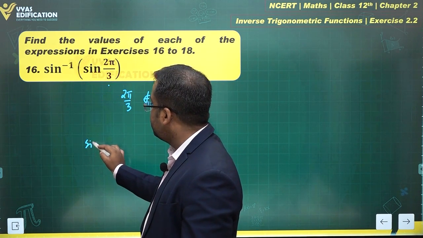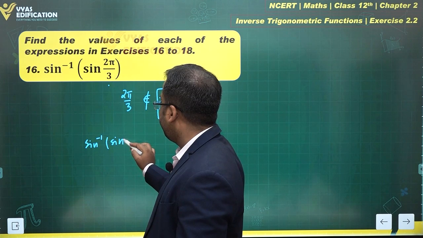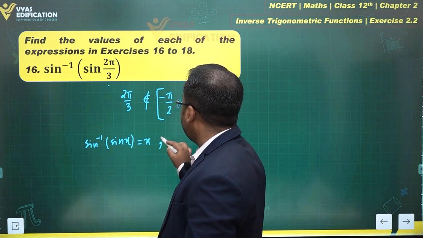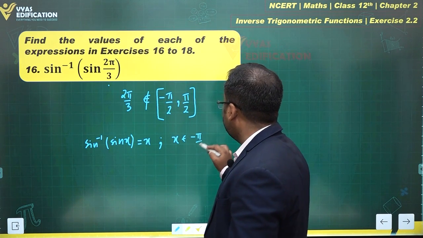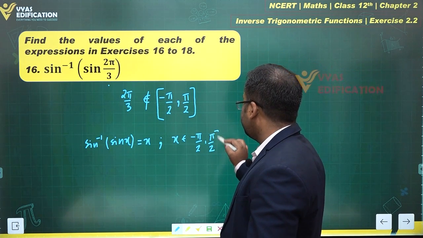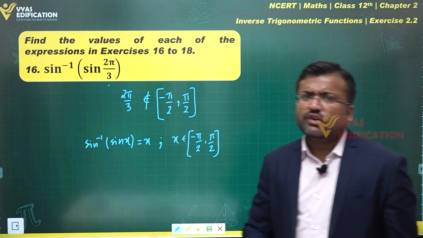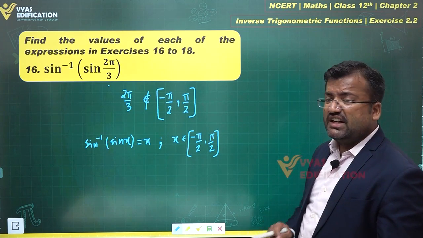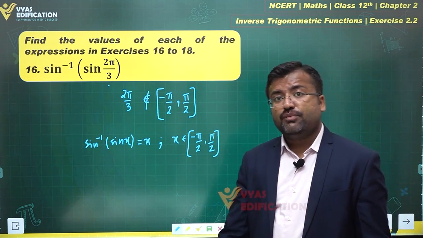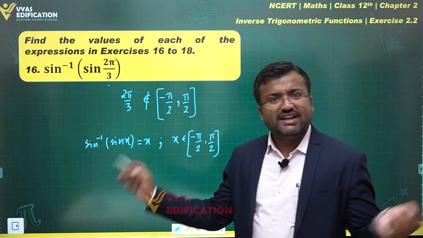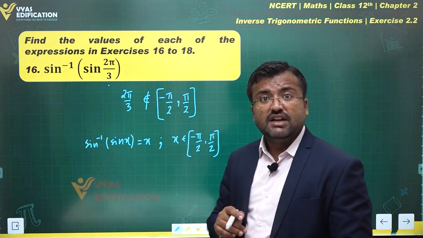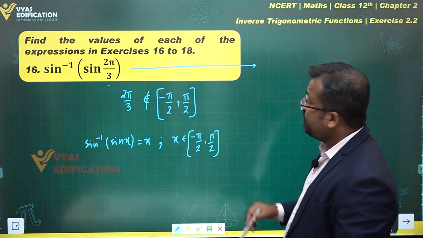This is what you observe. And we remember that sin inverse sin x is equal to x only if x belongs to minus pi by 2, pi by 2. That's the range. So what can we do in this one? This question is relatively simple. Here you are given sin 2 pi by 3, which is a fixed value, and you can find that value first, then you can find the sin inverse of that. Or you can move in another direction.